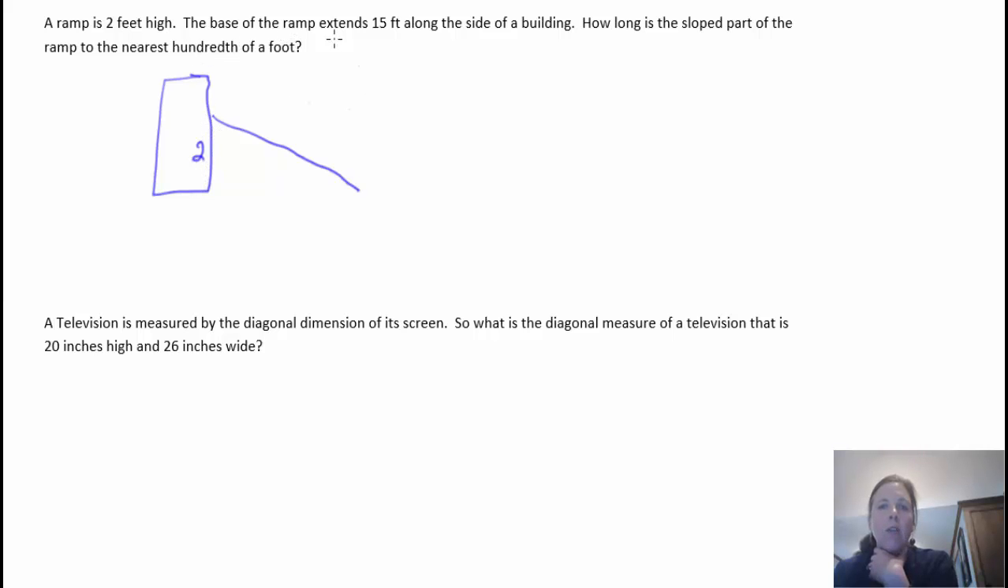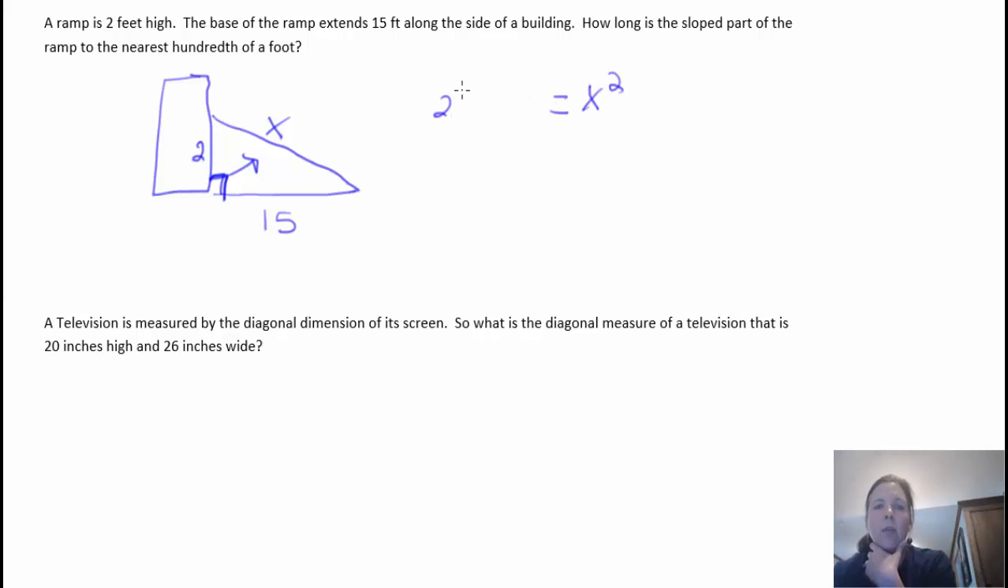The base of the ramp extends, this is the base of the ramp, extends 15 feet along the side of the building. How long is the sloped part of the ramp? So that's this right here. So we are assuming that this building is at a 90-degree angle with the ground. Okay? So what we don't have is our hypotenuse.